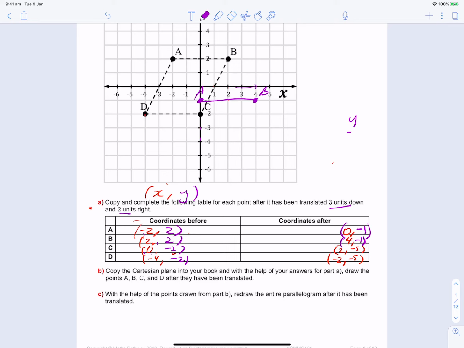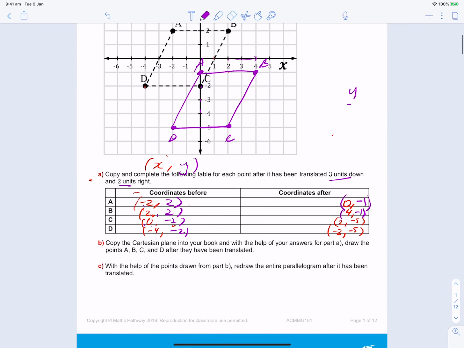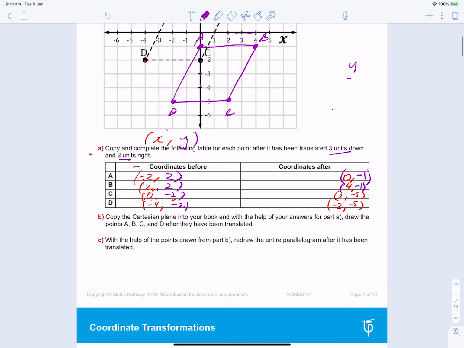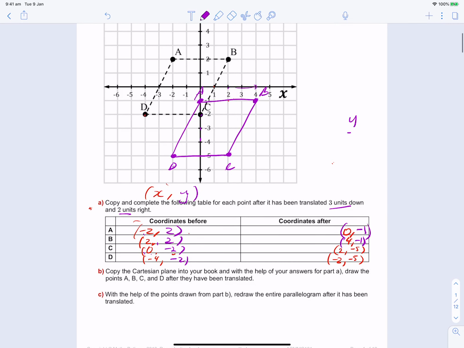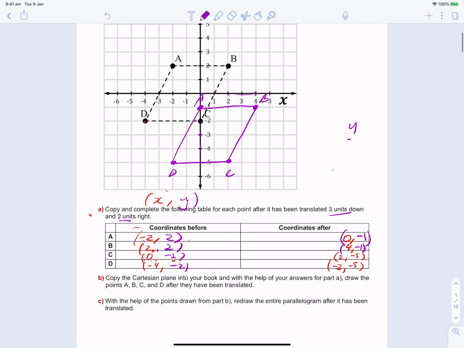C is now at (2, -5). So this point here is now at 2 on the x-axis and minus 5. So it's down here. And D is now at (-2, -5). So minus 2, minus 5 there. So we've got C, D, and I can join them all together, and I've got the same shape. There's the same distance between my points. With the points drawn, I can redraw the entire parallelogram after it's been translated. Beautiful. So that's my before and after there. That is how you translate coordinates.